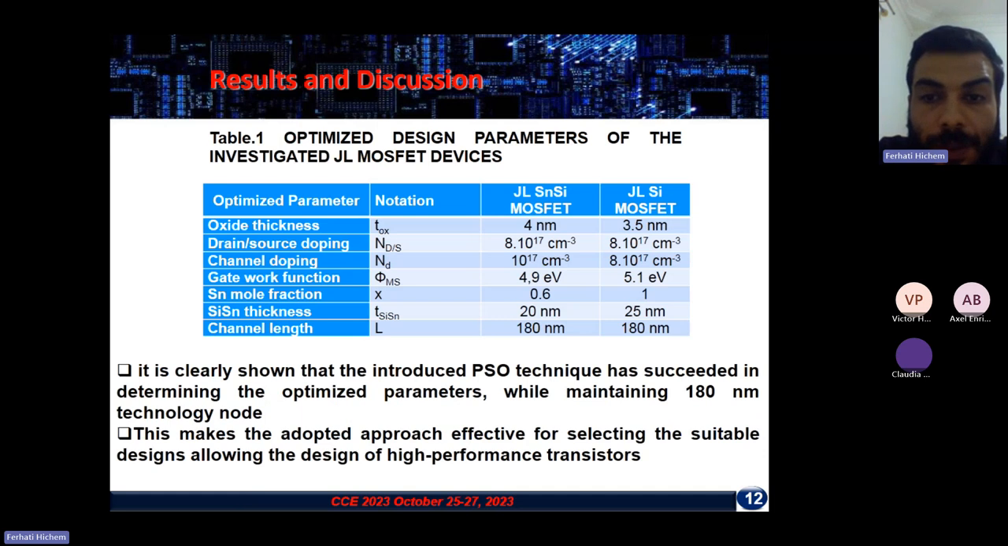So the optimized parameters of the junctionless tin silicon MOSFET are summarized in this table. We can see that the gate work function is 4.9 electron volts, while the doping is reduced to 10^17. The thickness of the silicon is 20 nanometers. So it is clearly shown that the particle swarm optimization technique has succeeded in determining the optimized parameters while maintaining the 118 nanometers technology node. This makes the adopted approach effective for selecting the suitable designs, allowing the design of high performance transistors.